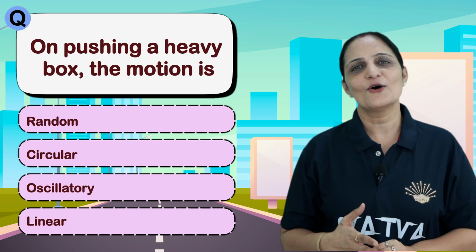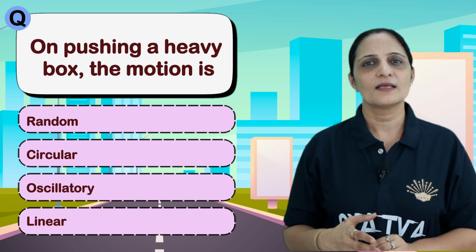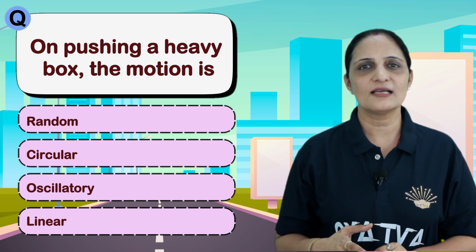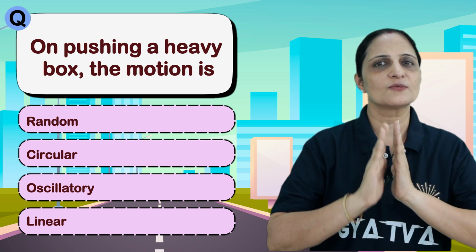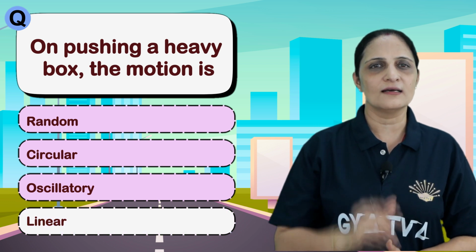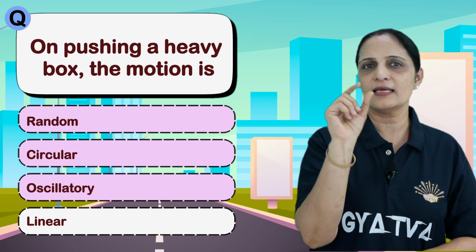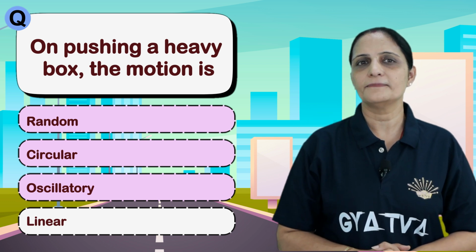Question number 7, on pushing a heavy box, the motion is option A, random, B, circular, C, oscillatory or linear. So when you are pushing a heavy box means you are making it move in a straight line. So the correct option is linear. You can get the word line from that option. So the correct option is option D.